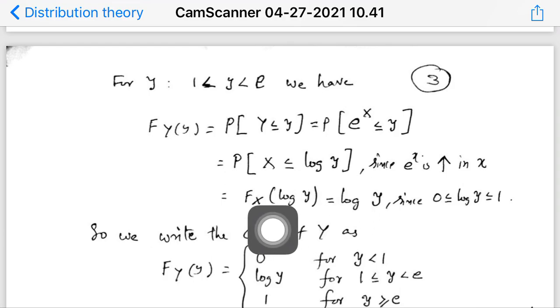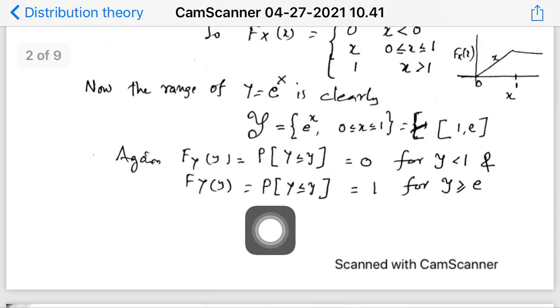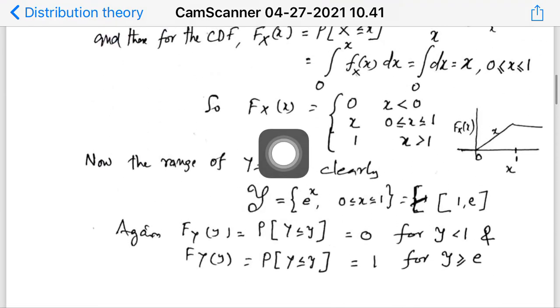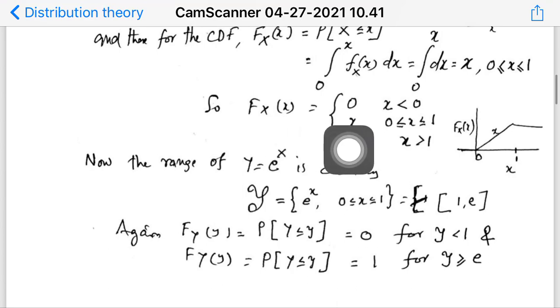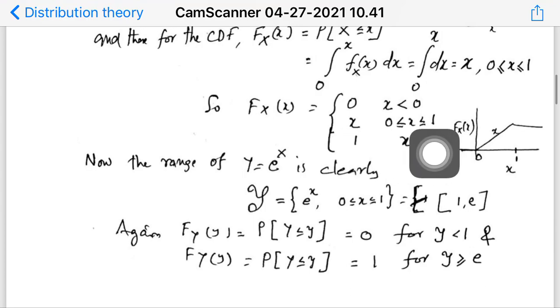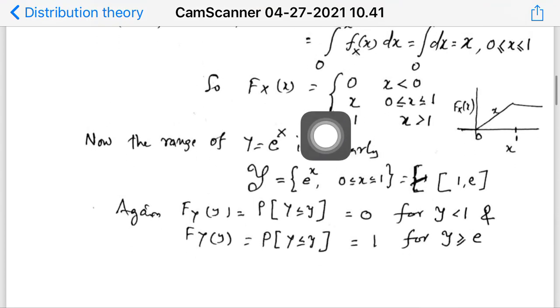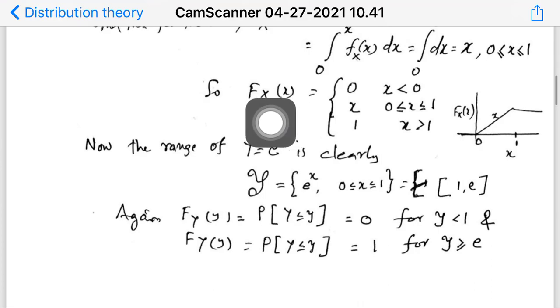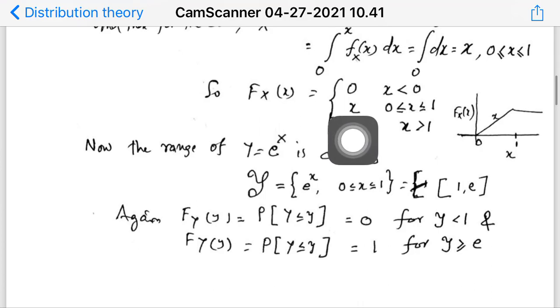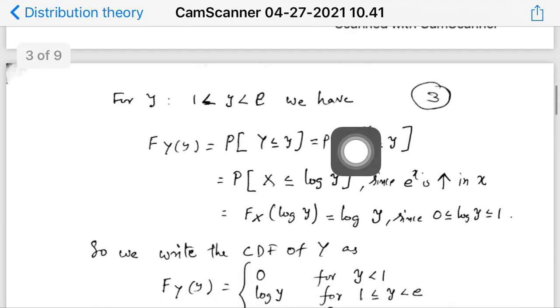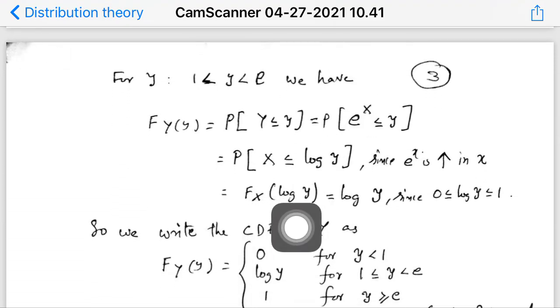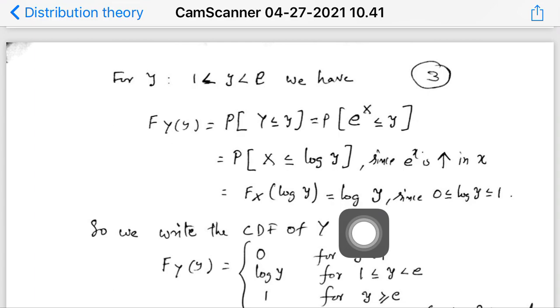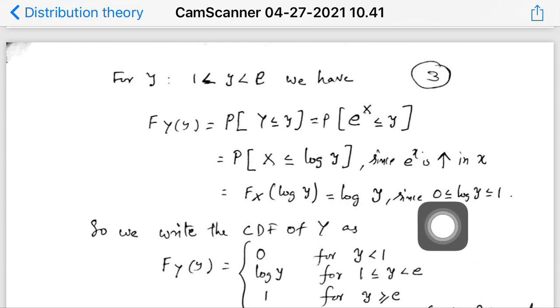And what is F_X of log y? F_X of x is x in the range 0 to 1. Therefore, the same argument is given here. F_X of log y is nothing but log y, since log y lies between 0 and 1.